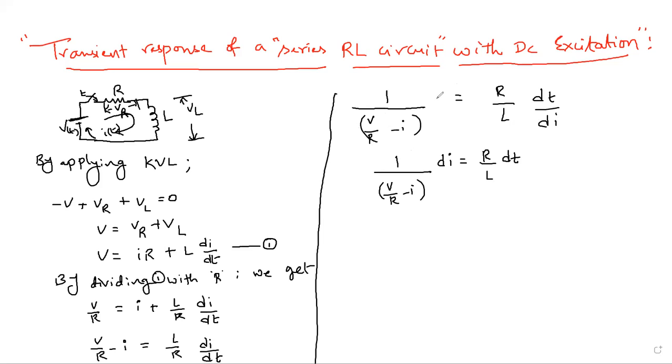1 by (V by R minus I) into di equals R by L into dt. This di will be cross multiplied. Now the left hand side has I and di. On the right hand side, R and L are both constants, so this fraction is constant, and there is a dt. So now shall we apply integration on both sides? Apply integration on both sides and tell me now.